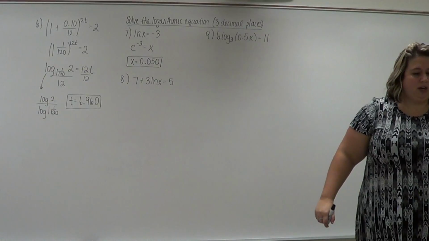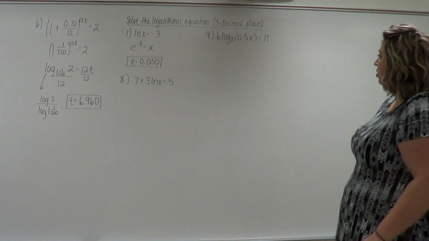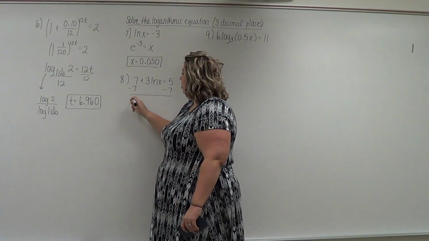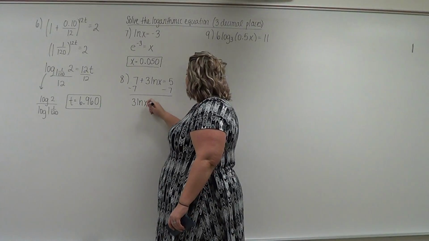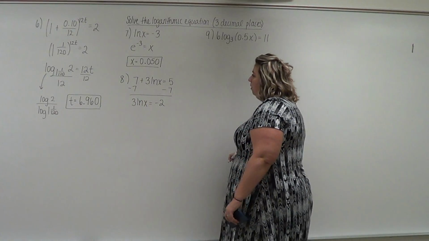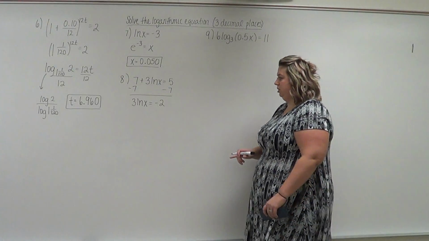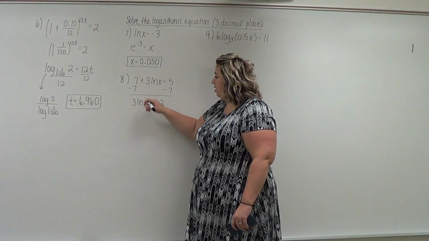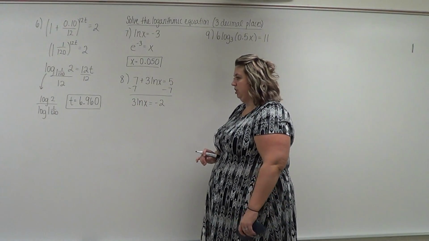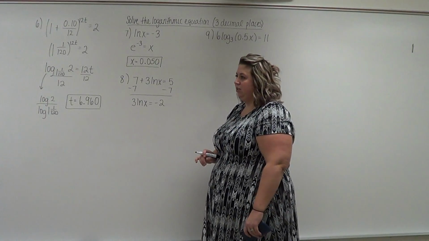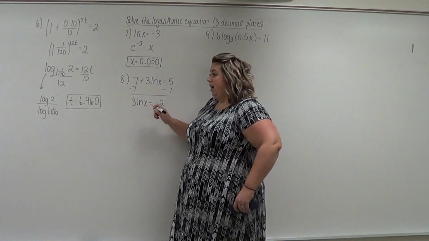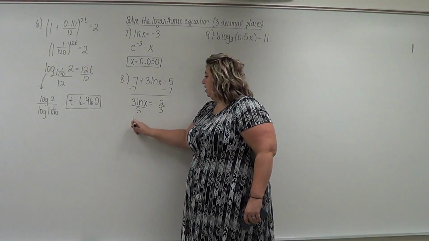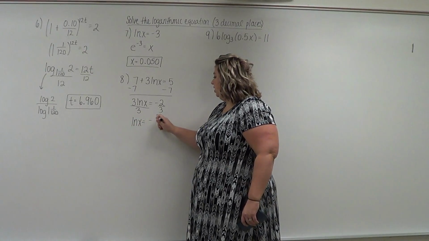Okay, number 8. First thing we need to do is get the log by itself, so I would subtract 7. So I have 3 natural log of x equals negative 2. You have a couple options. You could either divide by the 3, or you could put the 3 on as an exponent because of the properties we talked about yesterday. It's up to you, because in the end you're going to get the same answer. I think it's a little easier to divide by the number in front. So then I have the natural log of x equals negative 2/3.